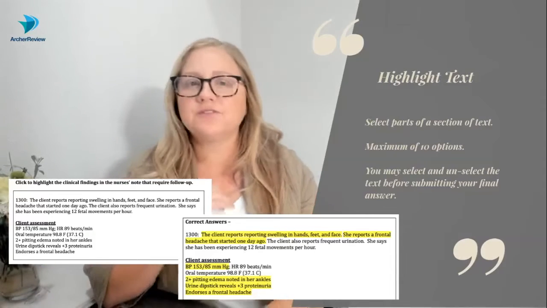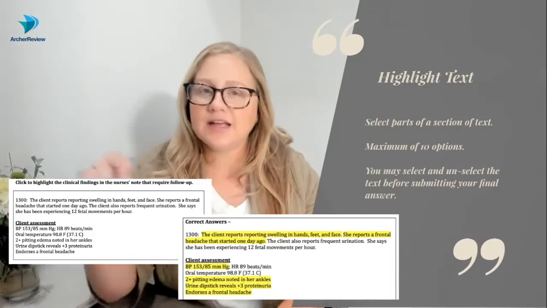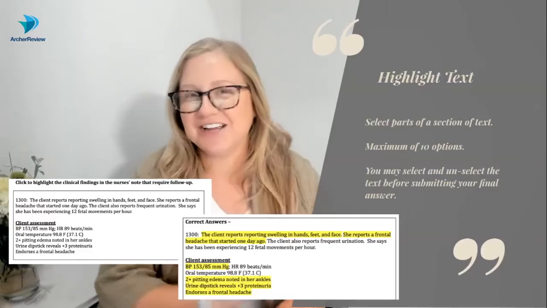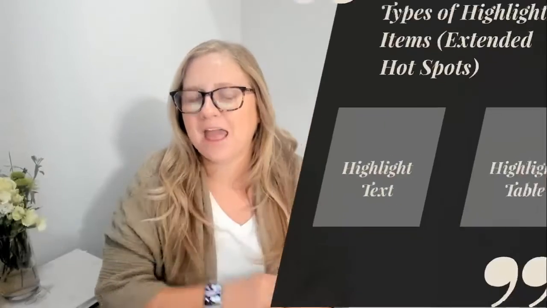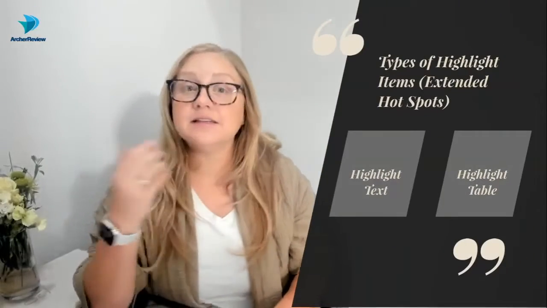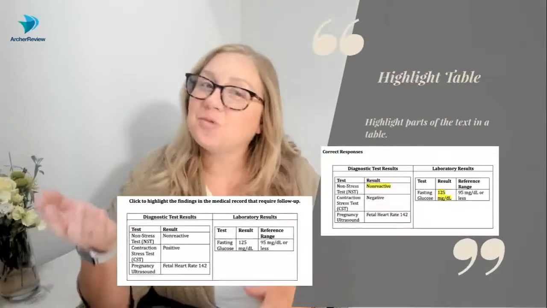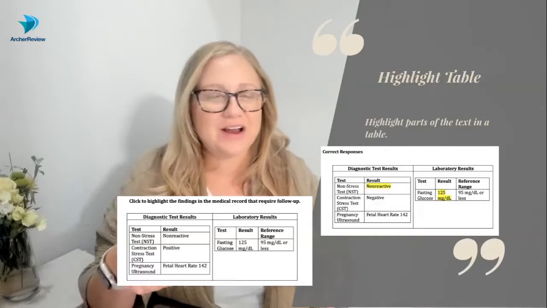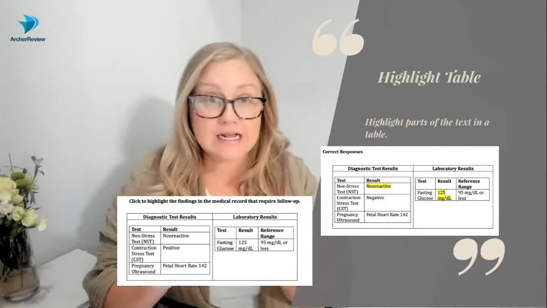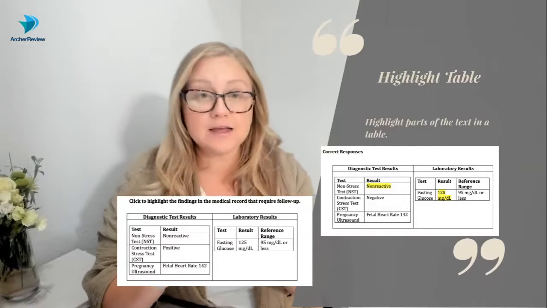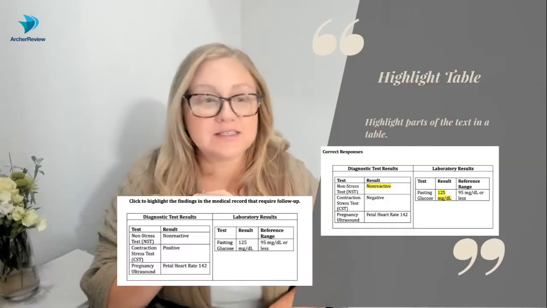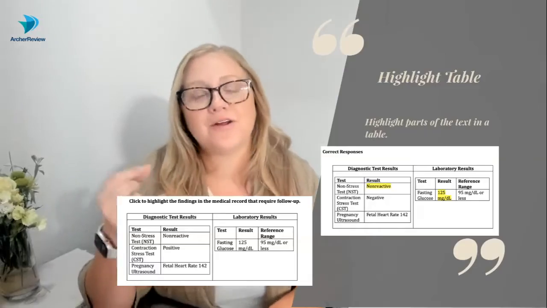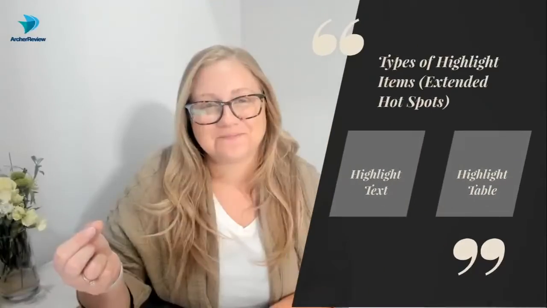There's going to be a max of 10 options here, and you can select and unselect to change your answer as you go. You can also see this highlighting in table form. It works in exactly the same way where those phrases are tokenized, so you can click and unclick and highlight the parts of the table required for the item.